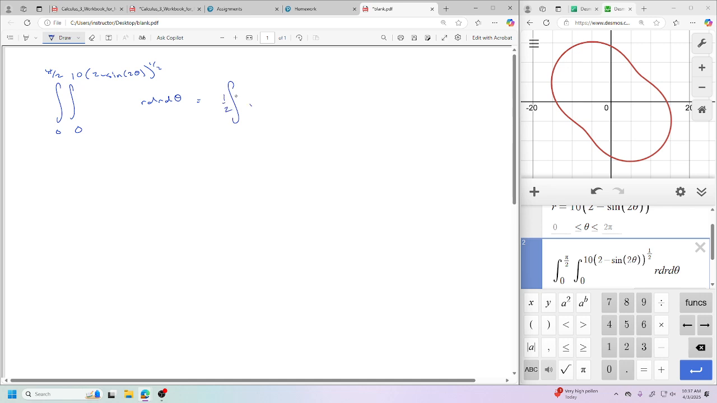So this will be 1/2 r squared from 0 to all this stuff, but whenever I plug that into r squared, it looks a lot prettier. We got 100, and then that square root just goes away. So we're left with this guy instead, 0 to pi over 2. The 100 could come out, so we have a 50 in the front.